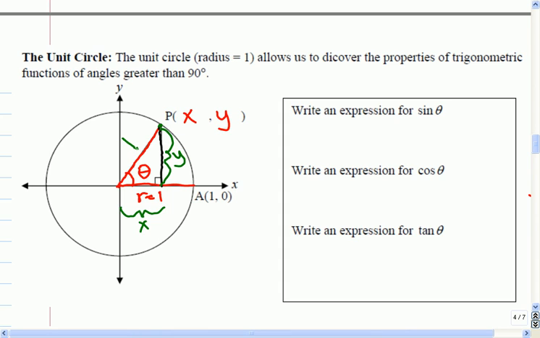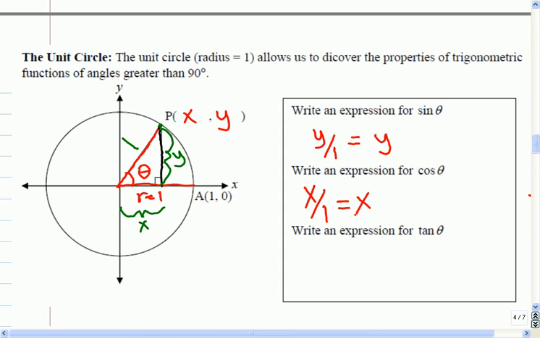Okay, now let me ask you again. Can somebody tell me what the sine of theta equals? Y over 1. Okay, so sine of theta is the opposite over the hypotenuse. So that's going to be y over 1. So it's just the y coordinate. Okay, how about, let's write an expression for the cosine of theta. X over 1, which is just x.